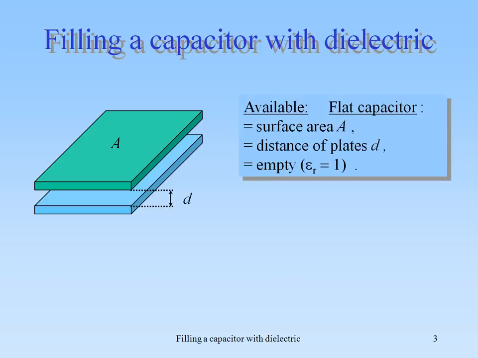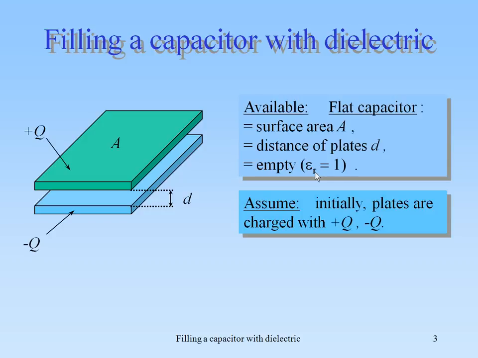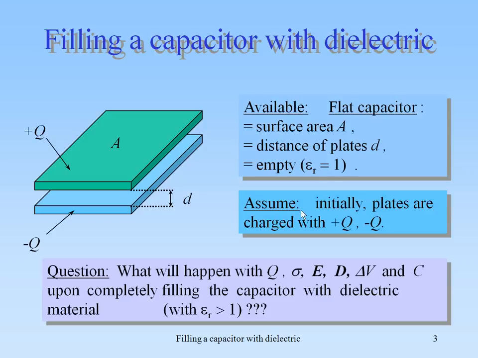Suppose we have available a flat capacitor with a surface area A, distance of the plates D, and it is empty at the moment. So the epsilon R, the dielectric constant, is 1. Let's assume that initially the plates are charged with plus and minus Q. And the question is, what will happen with the charge density, the electrical field and displacement, the potential difference and the capacitance when we completely fill the capacitor with a dielectric material.